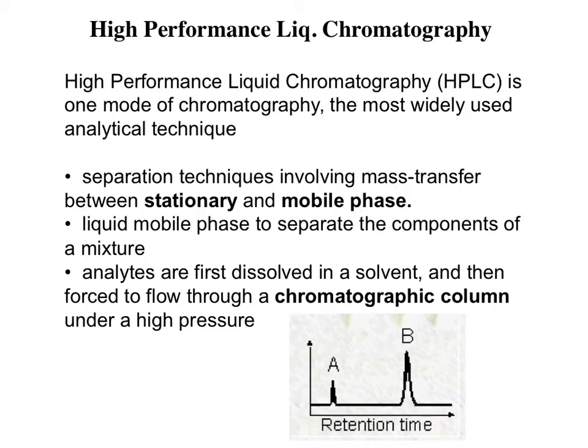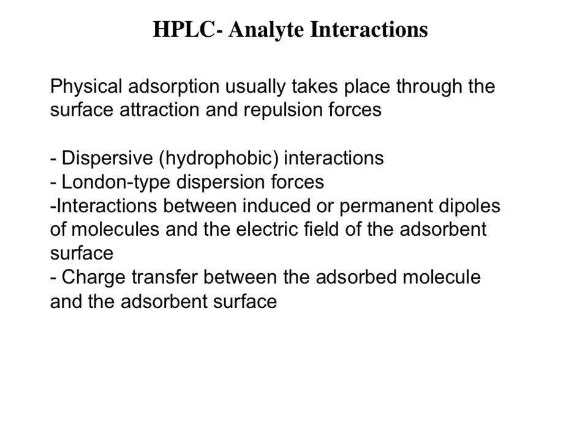Separation techniques involve mass transfer between stationary and mobile phase. Your liquid mobile phase is used to separate the components of mixtures, and analytes are dissolved in the solvent and then forced to flow through a chromatograph column under high pressure. So in HPLC, physical adsorption usually takes place through surface attraction and repulsion forces.